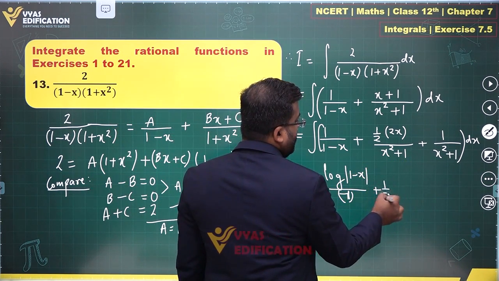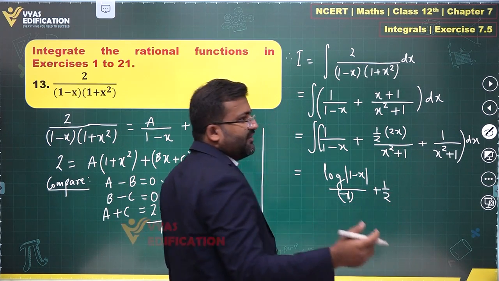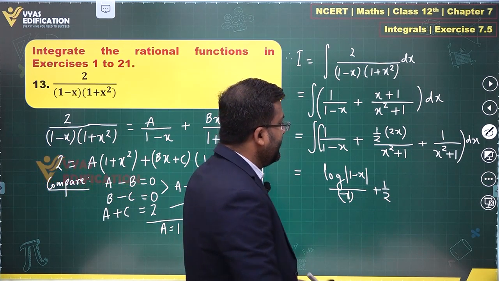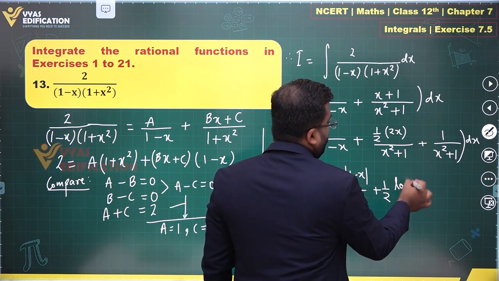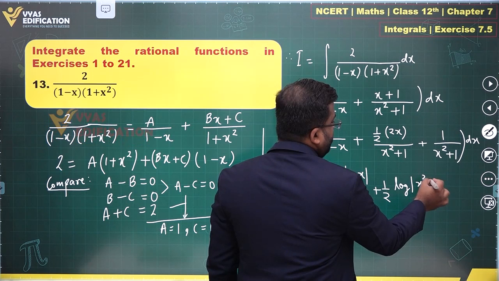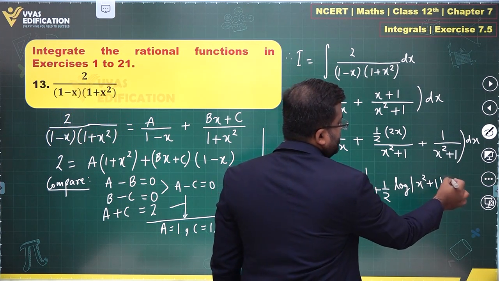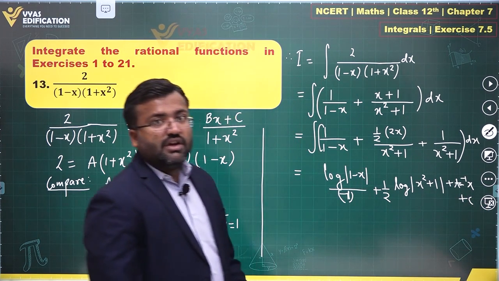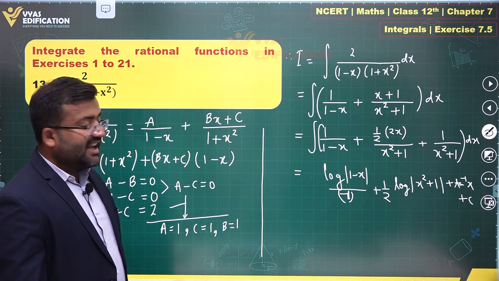Plus half, okay, and this becomes x square plus 1. If you substitute as t, 2x dx will be equal to dt. So this is dt upon t. The integral will be log modulus t, which is x square plus 1. And what about this? This is simply tan inverse x plus constant. That's what you'll have. 1 upon x square plus 1, the integral is tan inverse x.